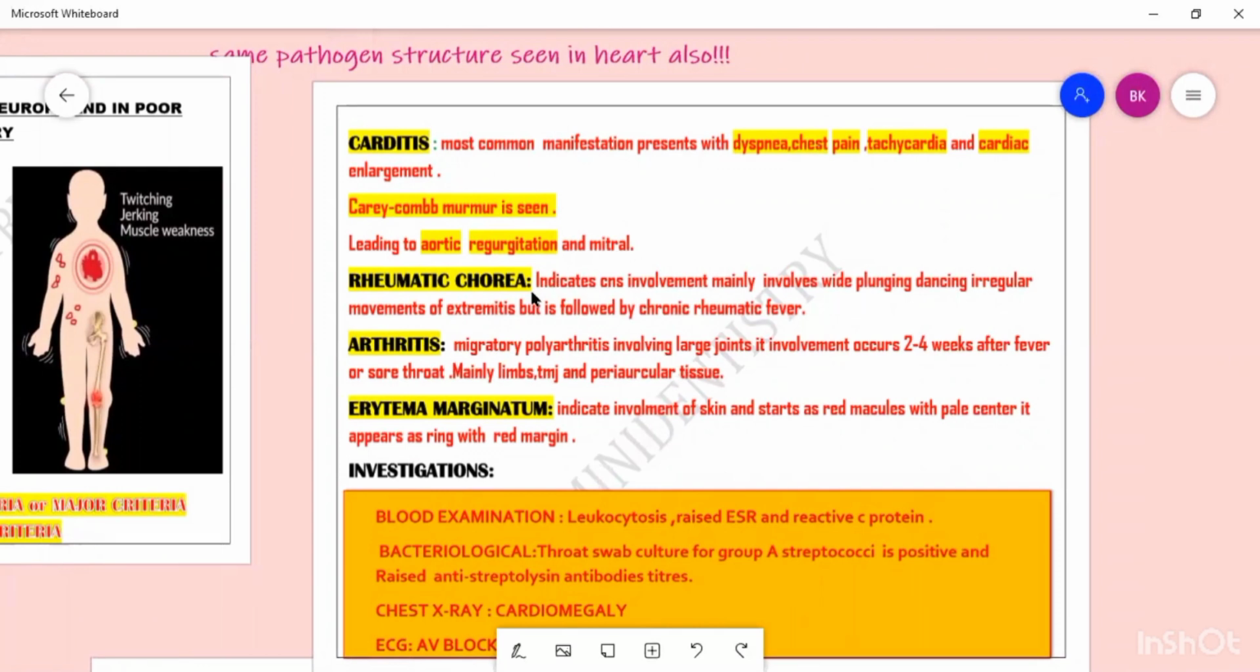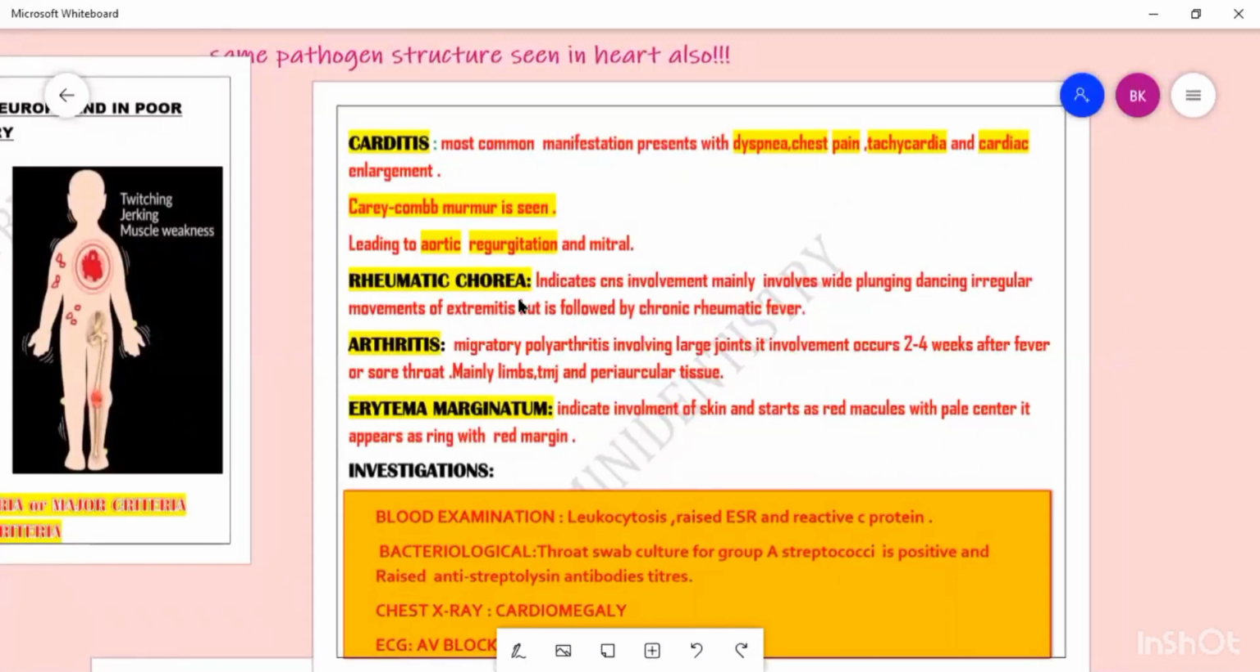So now coming to rheumatic chorea. What happens in rheumatic chorea? It is a kind of plunging, dancing, irregular movement of your extremities. You are unable to control the movements of your extremities. It indicates CNS involvement, because in the CNS there is a part which helps in our locomotory actions, or any actions, that is disturbed in acute rheumatic fever.